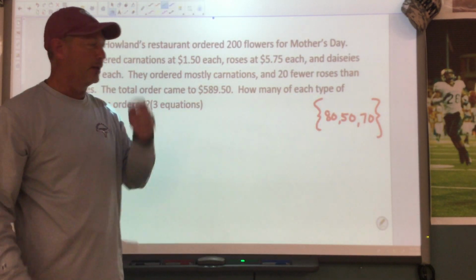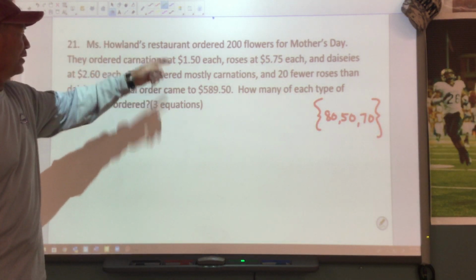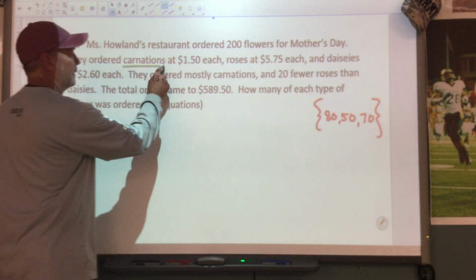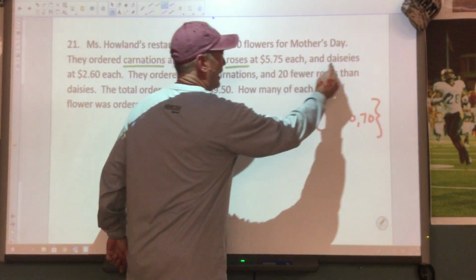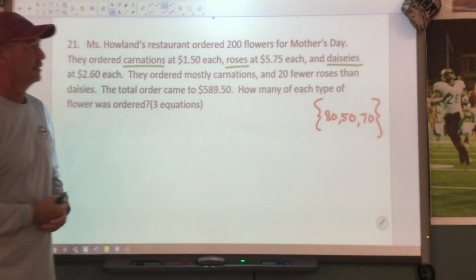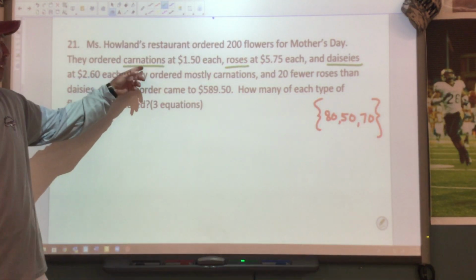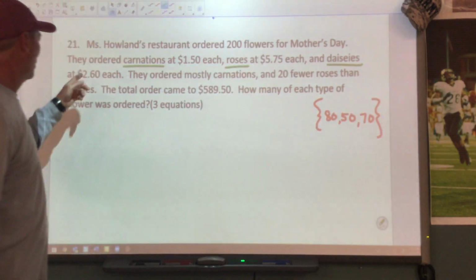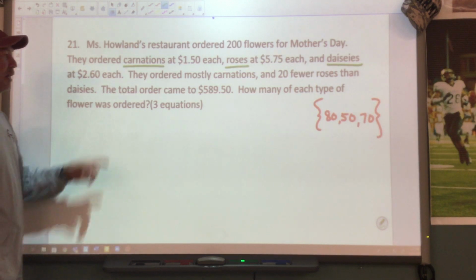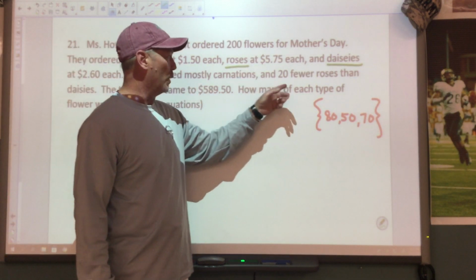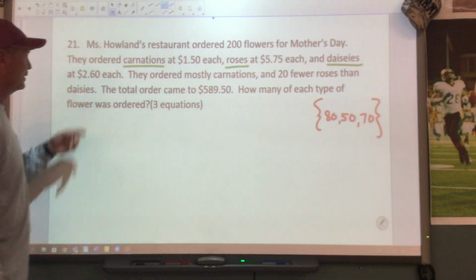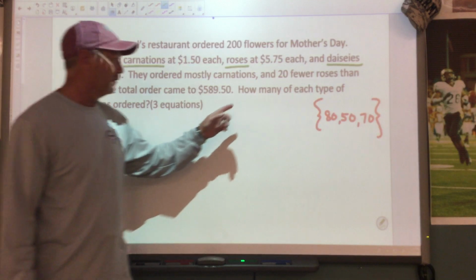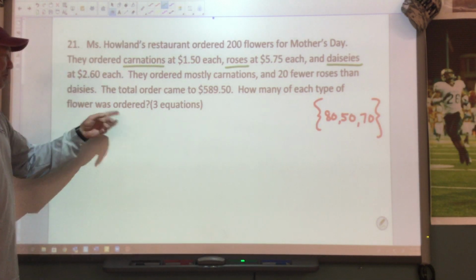You're going to have to think a little bit on this one. It said, Miss Hallen's restaurant ordered 200 flowers for Mother's Day. They ordered carnations, roses, and daisies. Now that's misspelled. Okay. The carnations were $1.50 each. The roses were $5.75 each. And the daisies were $2.60 each. They ordered mostly carnations and 20 fewer roses than daisies. The total order came to be $589.50. How many of each type of flower was ordered?